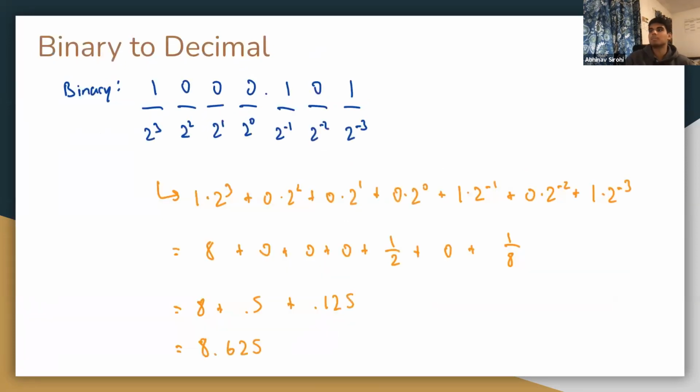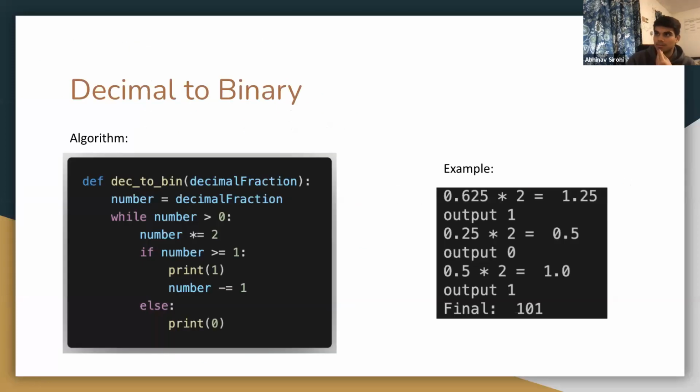And so we just did binary to decimal, but what if we want to go from decimal to binary? In order to do this, we have an algorithm here, and this algorithm basically allows us to convert the numbers.